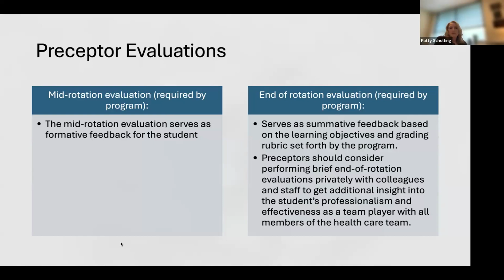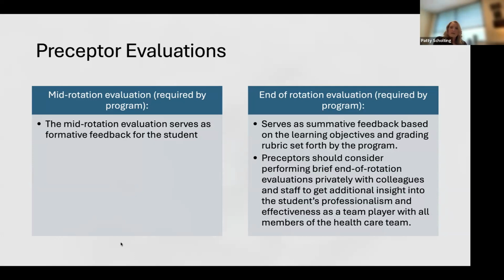There are two types of evaluations. Like I said, there's a mid-rotation evaluation that's required by the program. It basically serves as formative feedback for the student. It's shorter. It provides just some information in regards to how they're doing up to this point in the rotation, and what they can do to complete the rotation successfully and get the most they can out of the rotation. The end of the rotation will serve as the summative feedback. It's based on learning objectives and a grading rubric, which is set forth by the program.